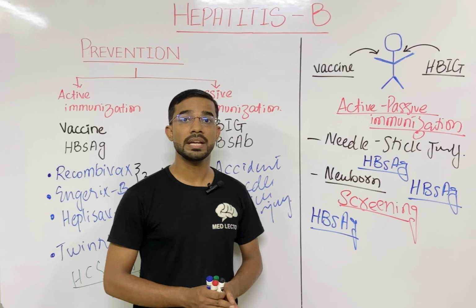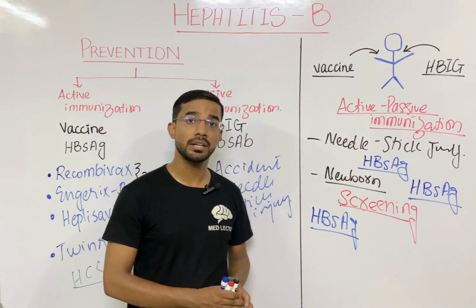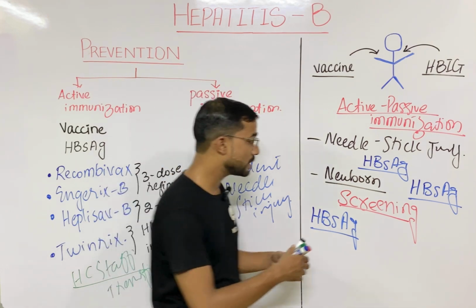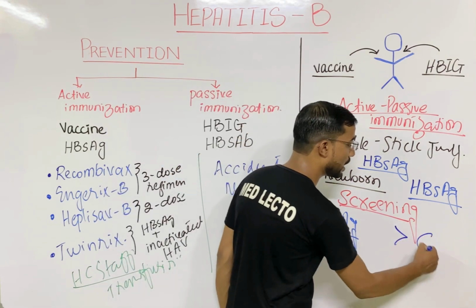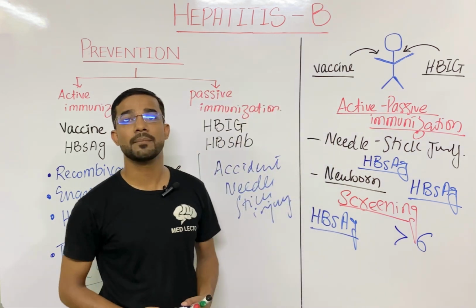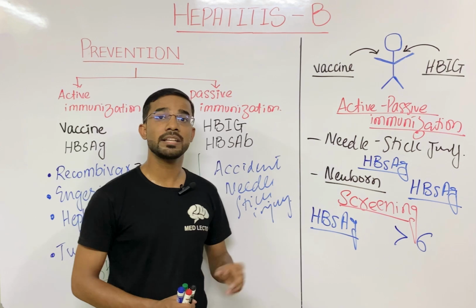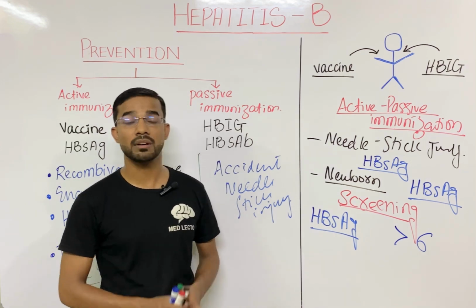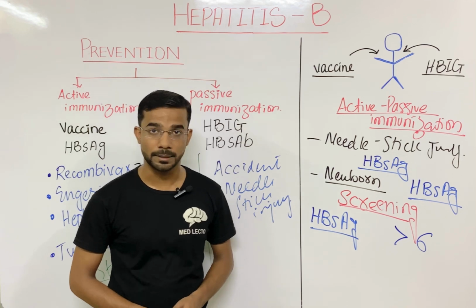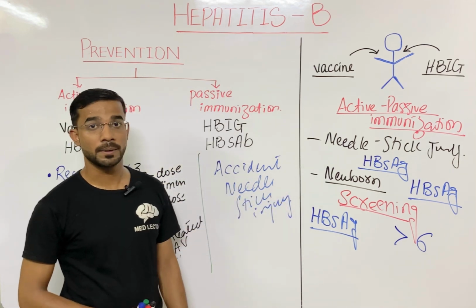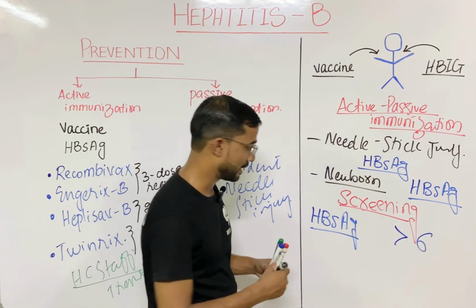Screening is also important for chronic carriers. We can detect chronic carriers by screening: if you see the presence of the hepatitis B surface antigen for greater than 6 months, then the person becomes a chronic carrier. By detecting chronic carriers, we can reduce the transmission of the hepatitis B virus from one person to another.